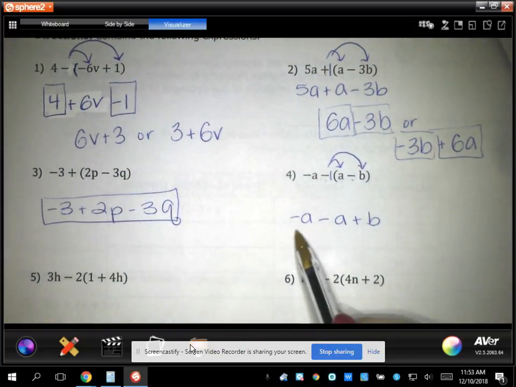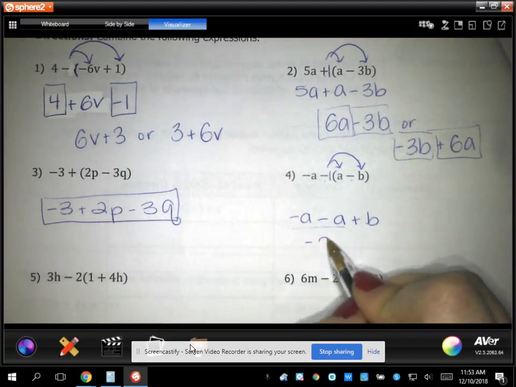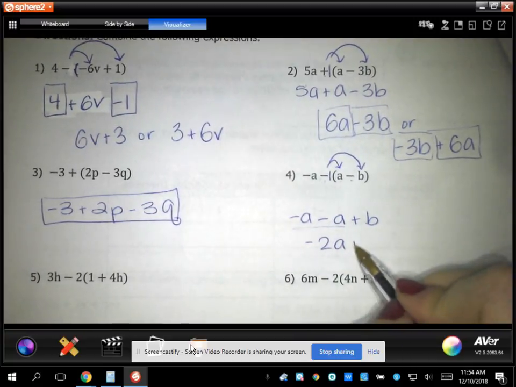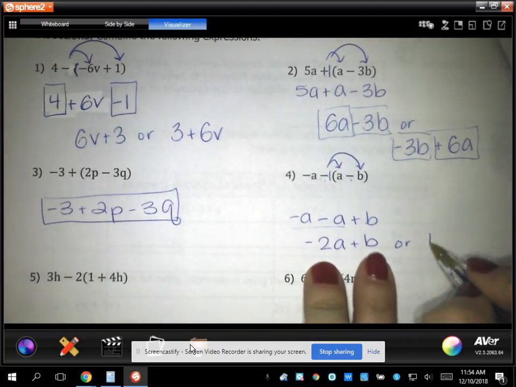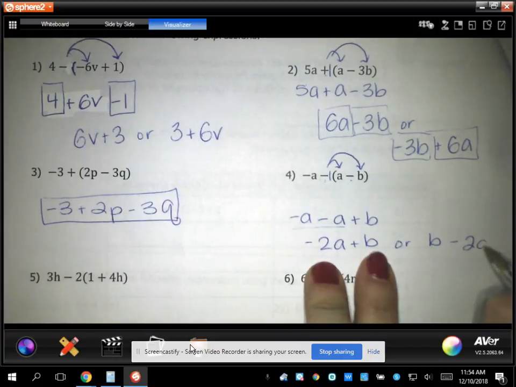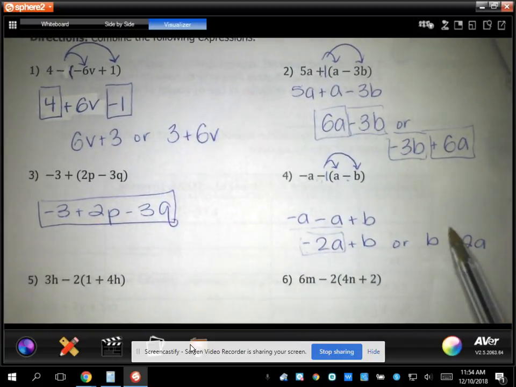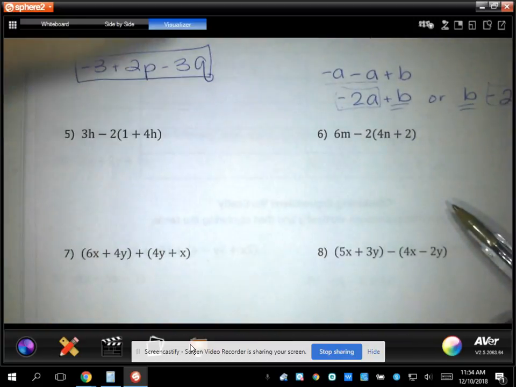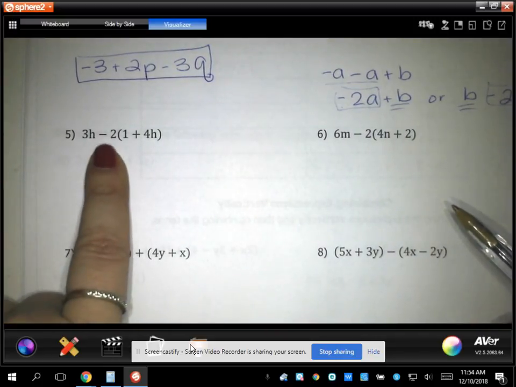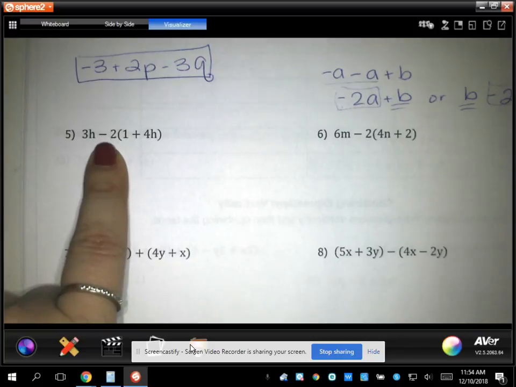Okay, I can combine like terms, because negative a and negative a is negative 2a plus b. The other way I could write this is b minus 2a, because in both cases, the negative 2a is negative and the b is positive. All right, here it's a little bit different, because in front of the parentheses, it's not just a negative, it's a negative 2.